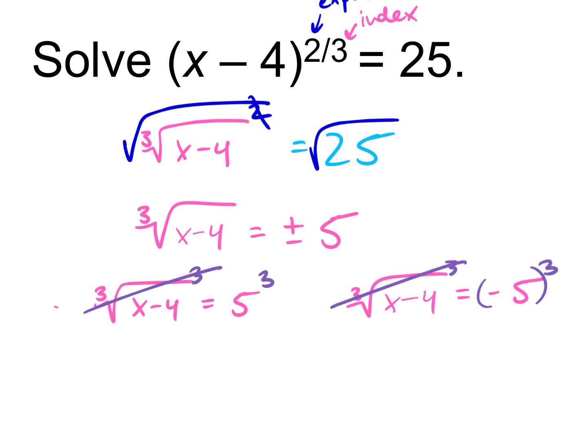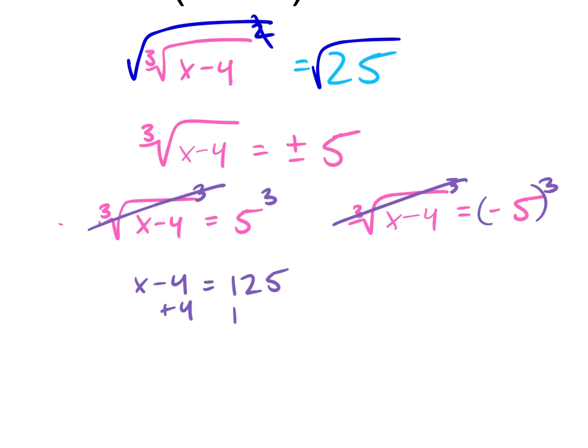So the cubed cancels out with the cubed root. So x minus 4 is equal to, what's 5 cubed? 125. Then we can add 4 to move it to the other side. So x is equal to 129.